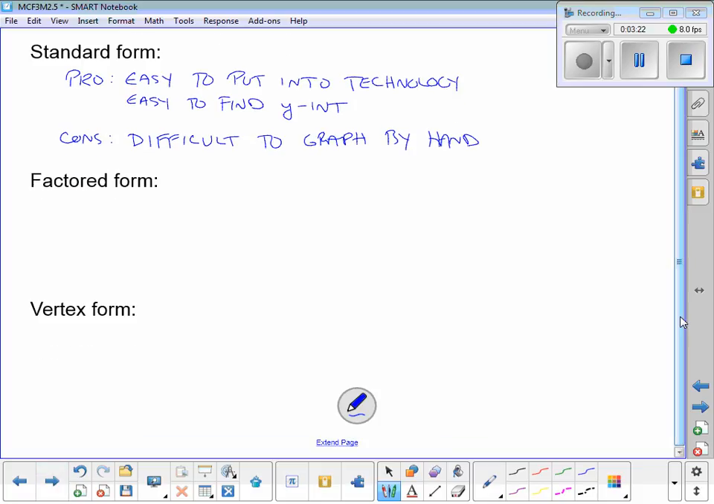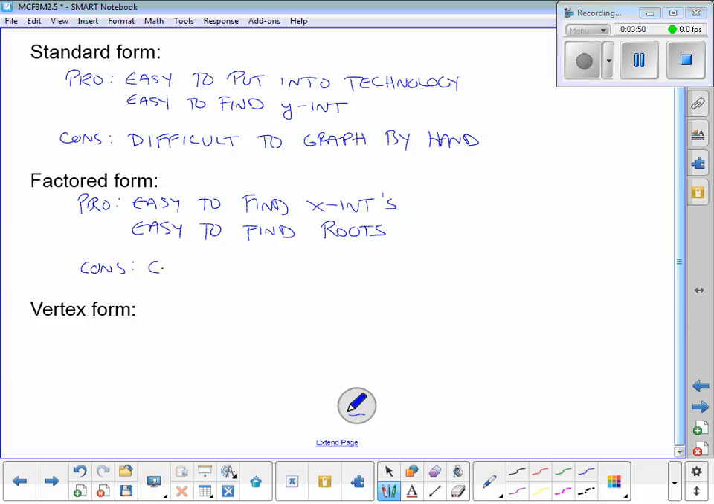Now factored form. Pro for that: easy to find the x-intercepts. We can find the x-intercepts really quickly in factored form. Easy to find the roots, which is the same thing. That's when we're setting an equation equal to 0 and solving. The cons: can't easily find the vertex. You have to do a little bit of work for that, and we'll see that a little bit later on. But factored form is pretty useful.